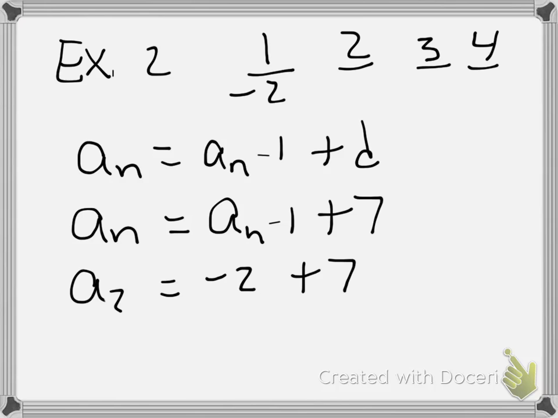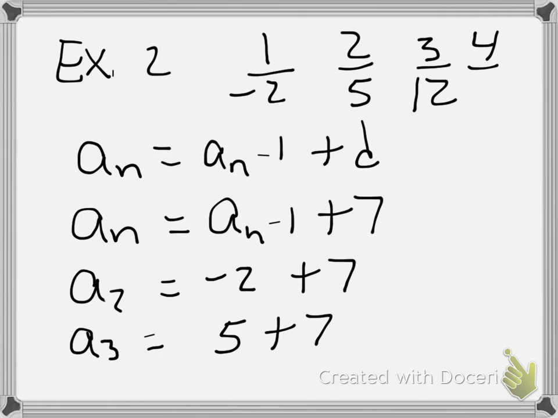So we put in our first term, -2, plus 7, which would give us 5. Then we want to find our third term. We would just put in the 5 plus 7 and get 12. And we want to find our fourth term: take our last term, 12 plus 7, and we get 19. So our arithmetic sequence here would be -2, 5, 12, and 19.